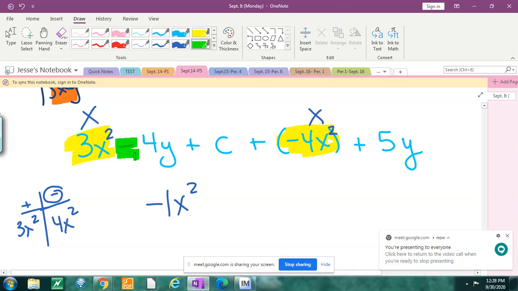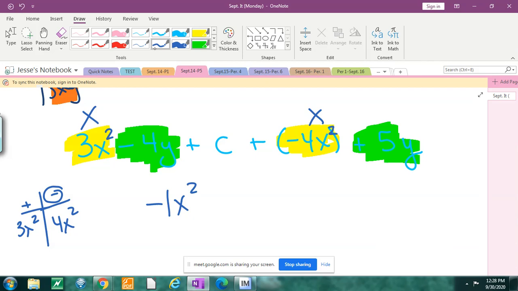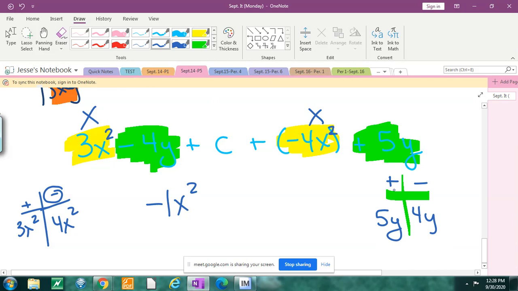Then we got the negative 4y and a positive 5y. So then I'm going to do a t-chart again, and that's positive and negative. Negative 4y, positive 5y. What's my answer there? Positive 1y. You could just leave it at positive y. That one's gone. And then what about the c? What do we do? Leave it alone.